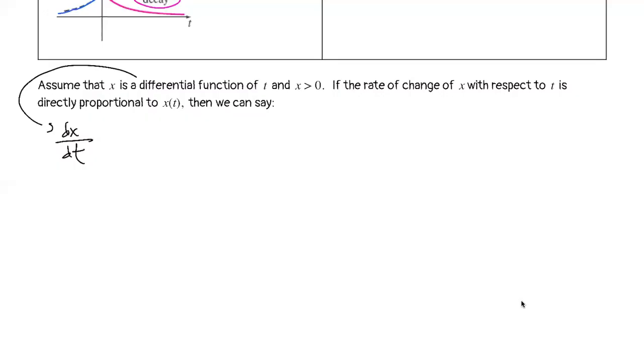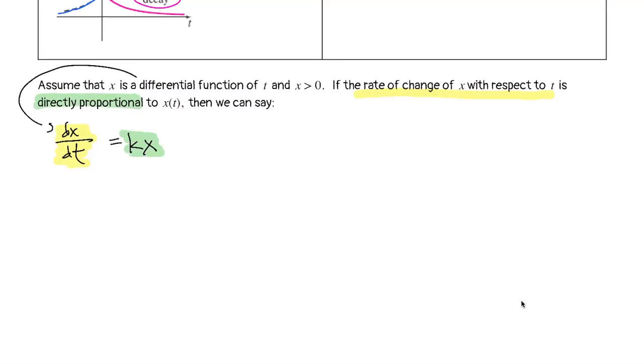So dx/dt is the rate of change of x with respect to t. That's what dx/dt is, okay? Now, when we say that something is directly proportional, we can say that it is equal to some constant, k, times the function, x. So this kx is the directly proportional part.